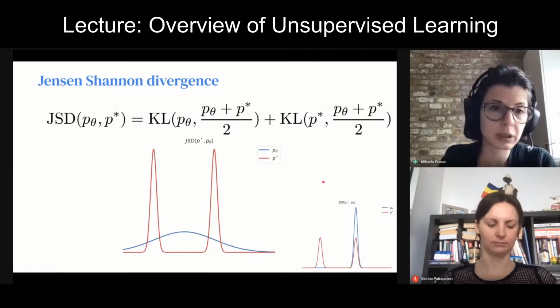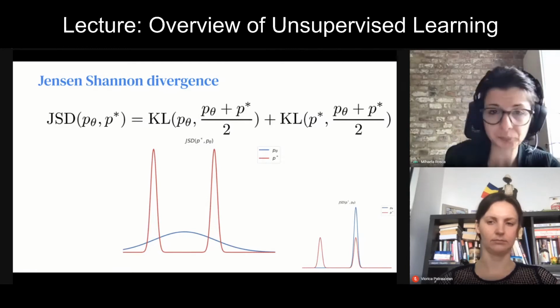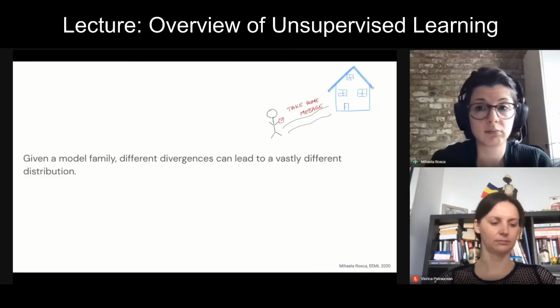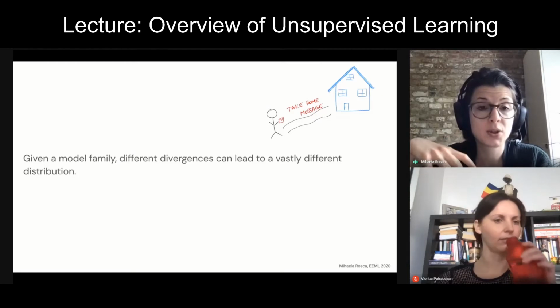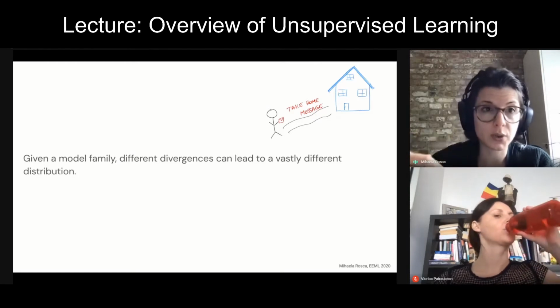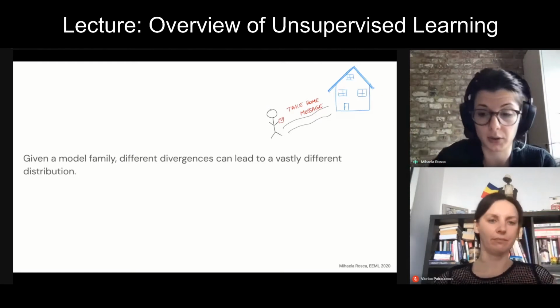So there are other divergences. They have different properties. So the take-home message so far is that given a model family, different divergences will lead to a vastly different distribution. So it's really important to know these trade-offs, because you will choose them based on your end-to-end application.